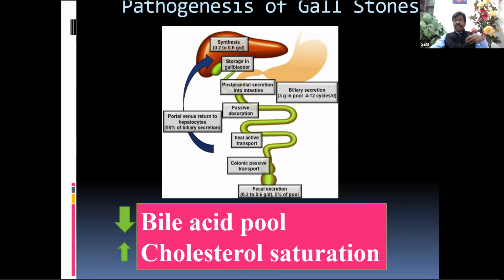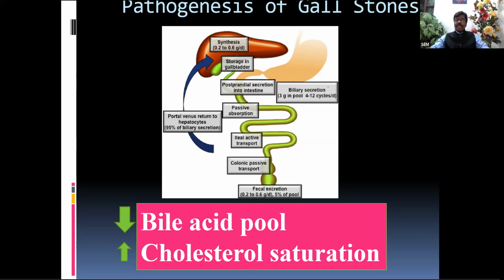Normally, in the urine or in the bile, we never form stones. Only if there is some mismatch or imbalance in the concentration of bile acid and cholesterol. In other words, if there is excess cholesterol in the bile and a smaller bile acid pool, then the bile becomes what we call lithogenic. So you tell the examiner, sir, the bile, which is normally liquid, becomes lithogenic, that is, it has a propensity to form stone whenever there is an excess of cholesterol or decreased bile acid.